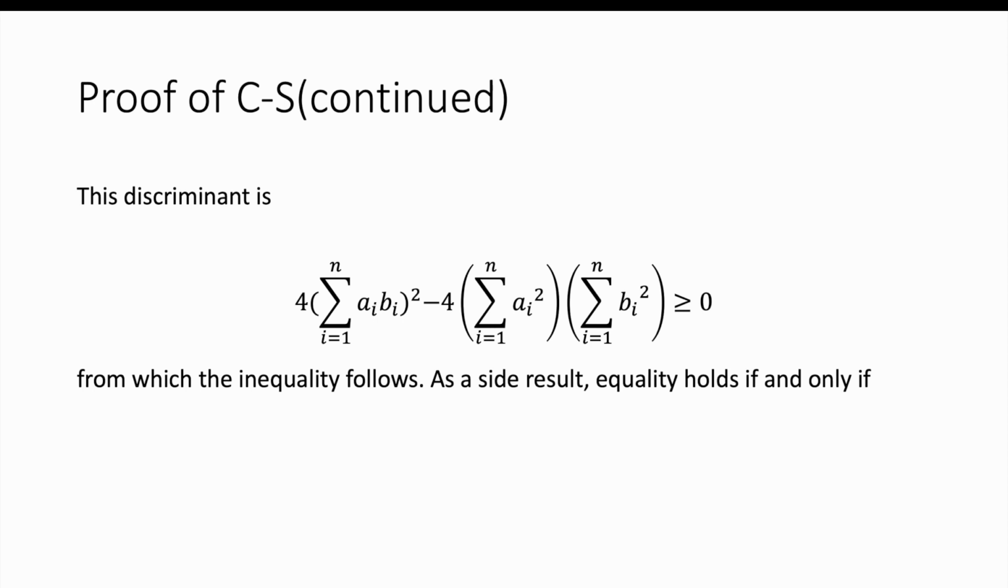As a side result, equality holds in Cauchy-Schwarz if and only if all of the ai and the bi are linearly related to each other, because that is the only possible case where the sum of the squares is 0.